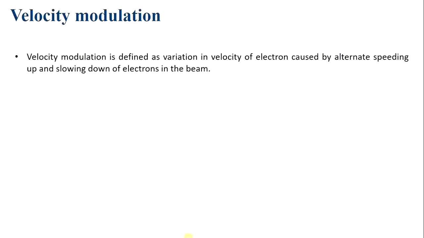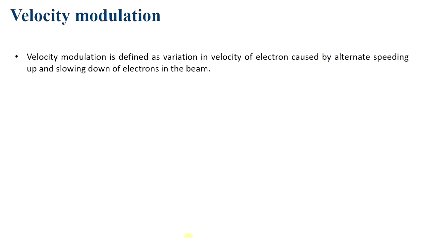Now let's move on to the important concept, that is velocity modulation. Velocity modulation is basically the working principle of different microwave tubes like the two cavity klystron or the reflex klystron. So velocity modulation is defined as the variation of velocity of electrons caused by alternate speeding up and slowing down of the electrons in the beam.